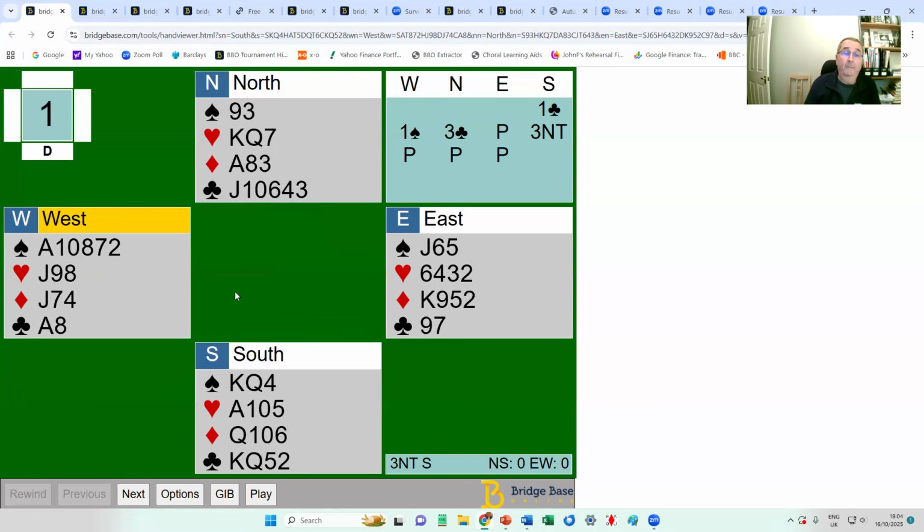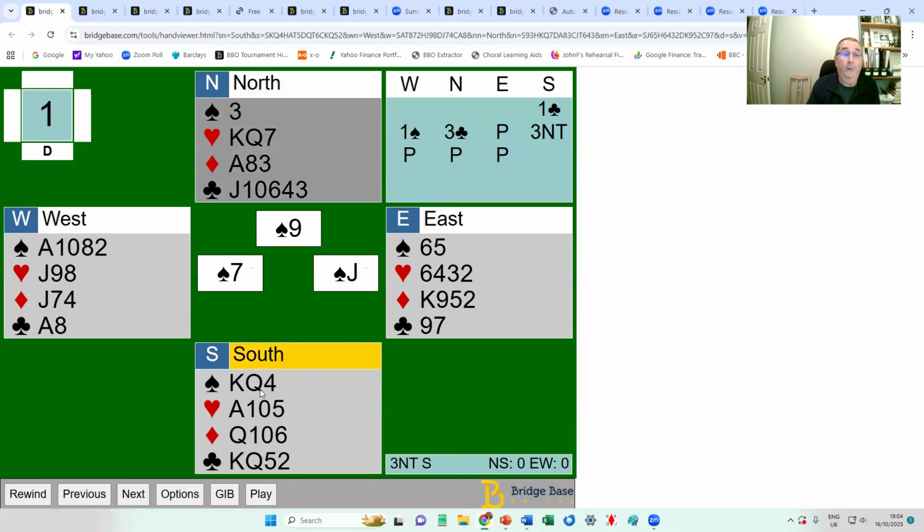So what's interesting on this one is that when you lead a spade and East plays the jack, declarer has a choice of which spade to play. And it's actually more deceptive if they play the king rather than the queen. Because if they play the queen, you should work out that they also have the king.